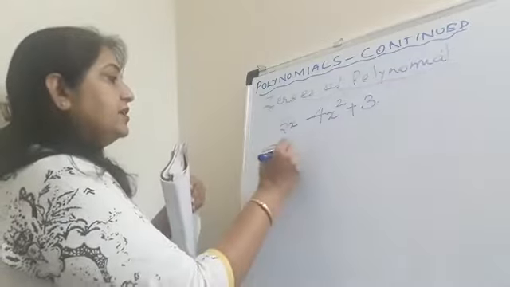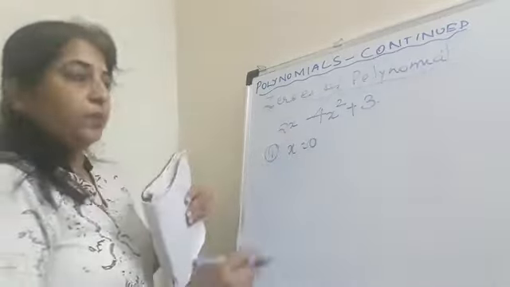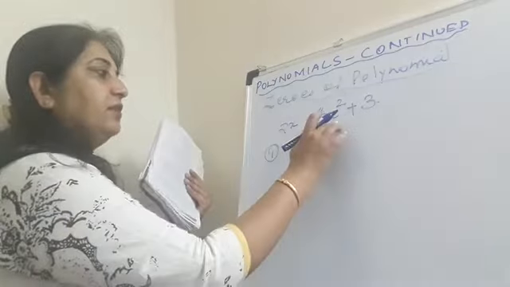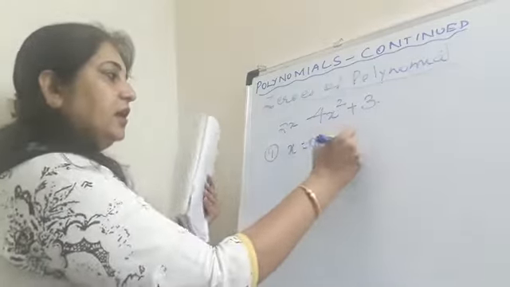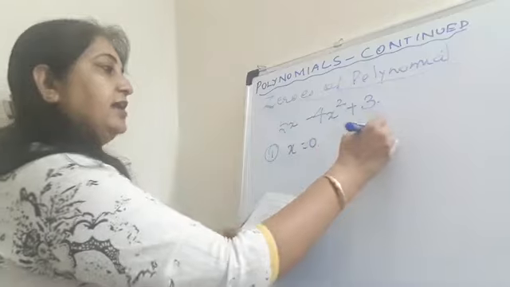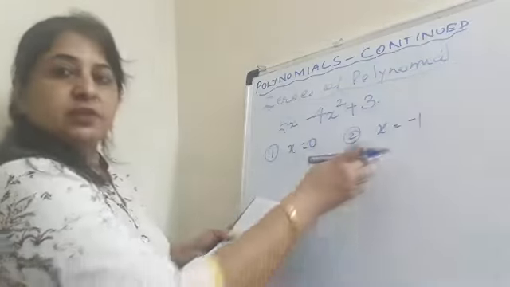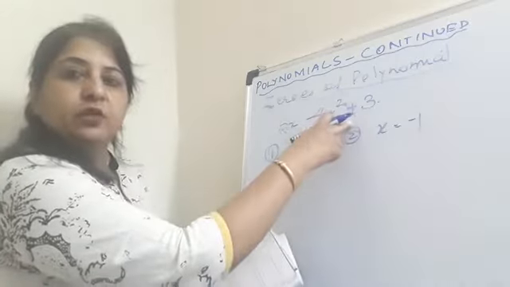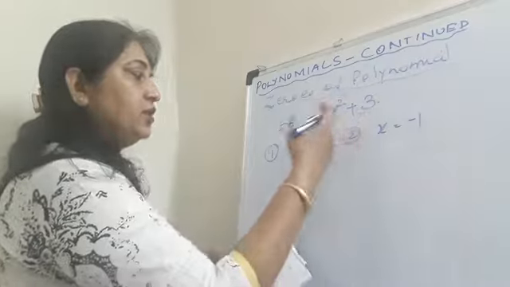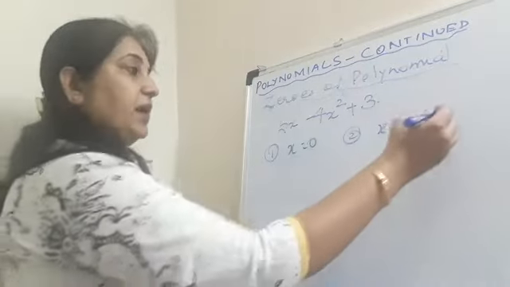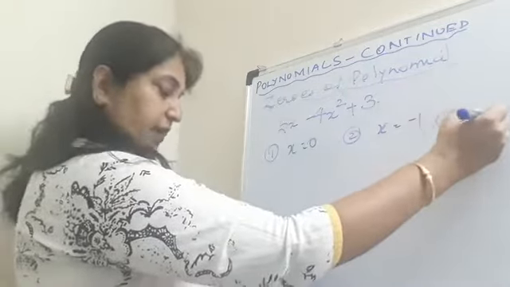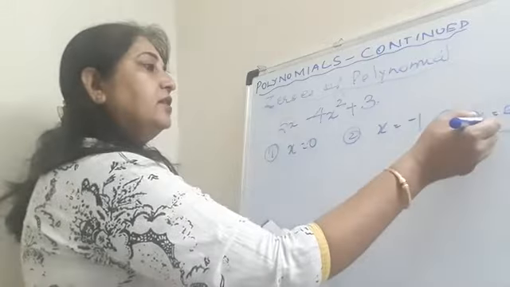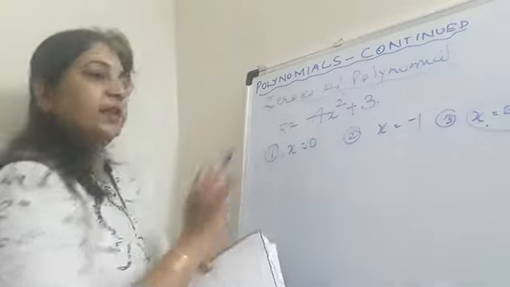Means in the first case they are writing x is equal to 0. So you will substitute 0 in this given polynomial and find the answer. In the second case they are asking you x as minus 1. Substitute minus 1 here and you will get the answer. Whatever answer you get, you can write it down. And in the third case, you will write x is equal to 2 and for x equal to 2 you substitute here and you will get the answer.